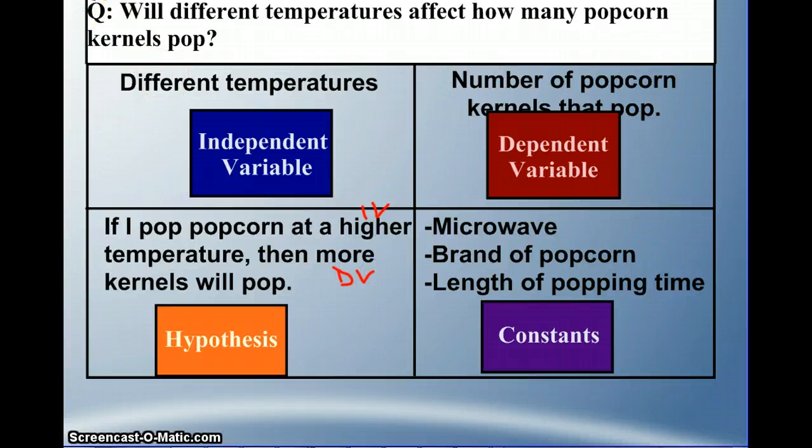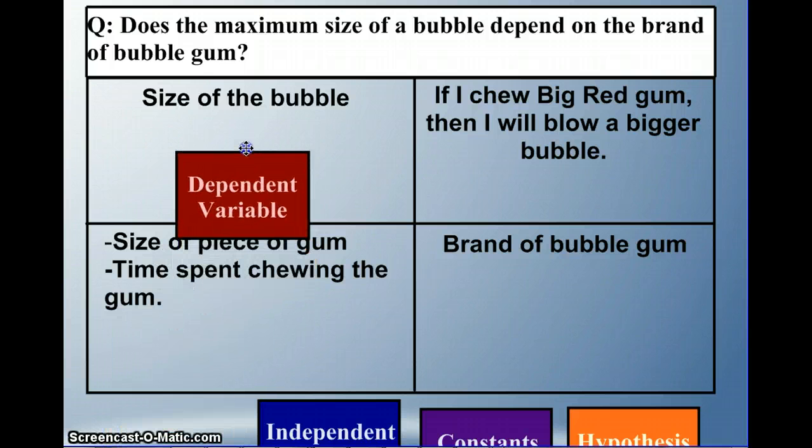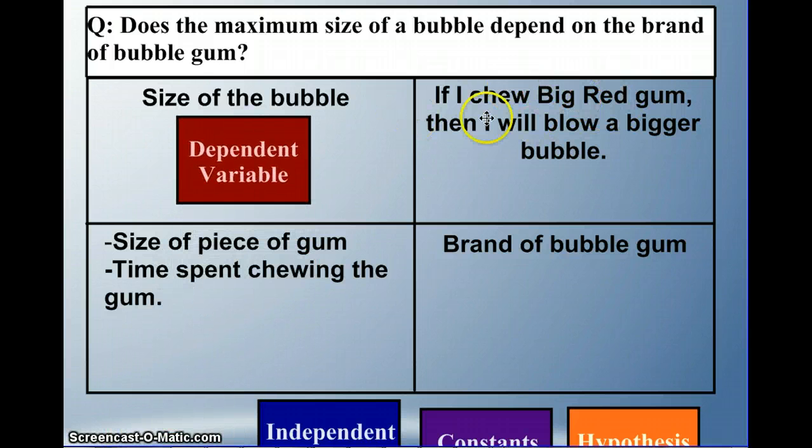Let's do one more. Okay, does the maximum size of a bubble depend on the brand of the gum? Okay, so size of the bubble. Is that what we are changing, or is that what we're measuring? Hopefully you said it's what we're measuring. That's the dependent variable. If I chew Big Red gum, then I'll blow a bigger bubble. Okay, that's a prediction. That's a hypothesis.